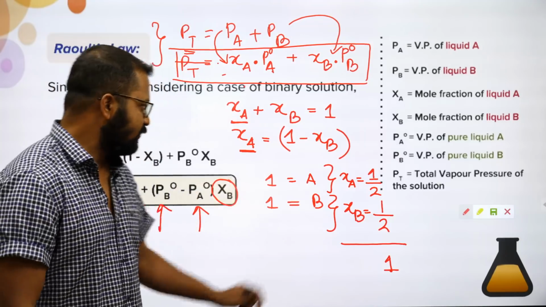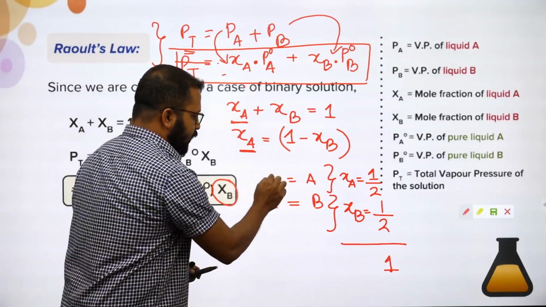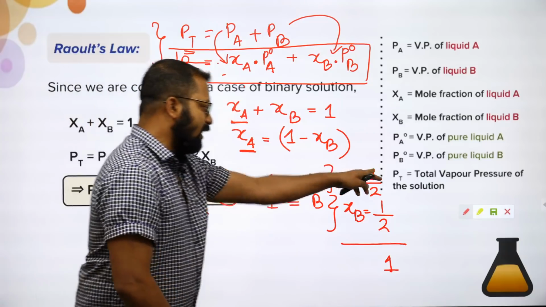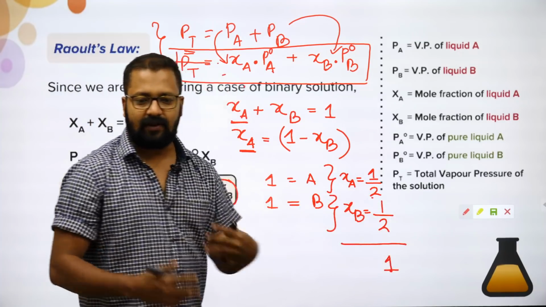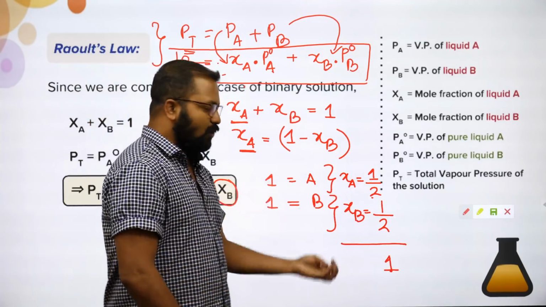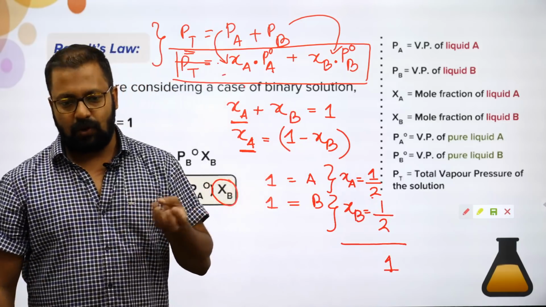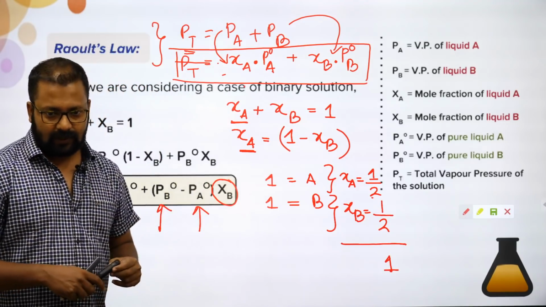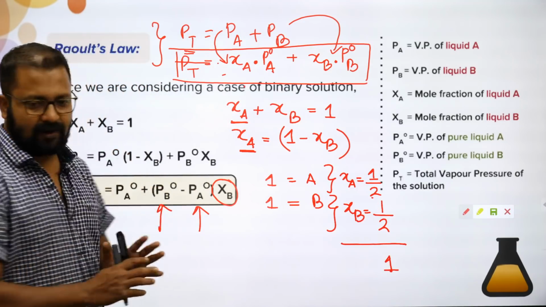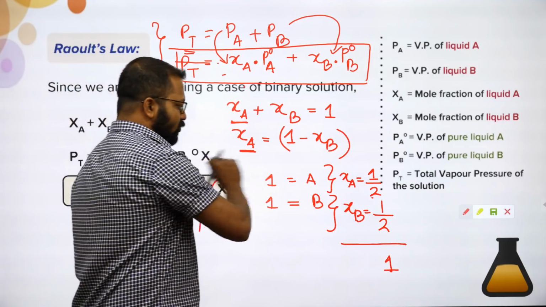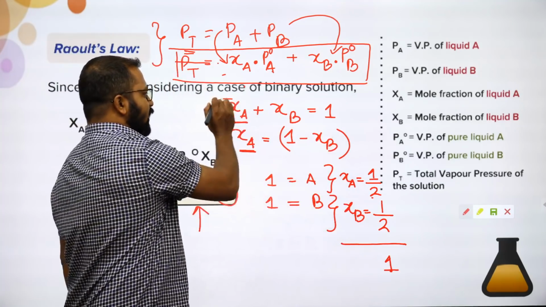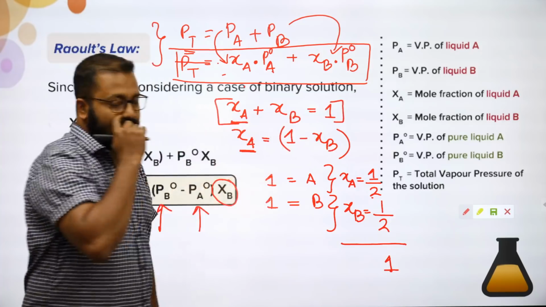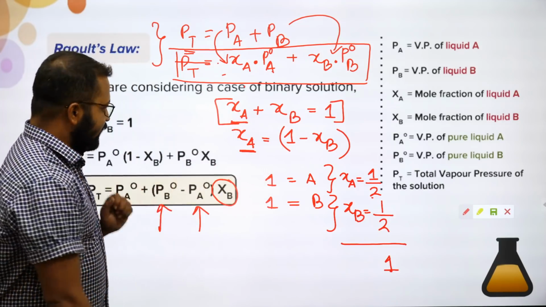If I take 3 and 4, this will become 3 by 7 and this will become 4 by 7. In all cases it will eventually be equal to 1. It will always be equal to 1. So we do not need to worry about this part. This is always going to be equal to 1. Okay? Chaliye.